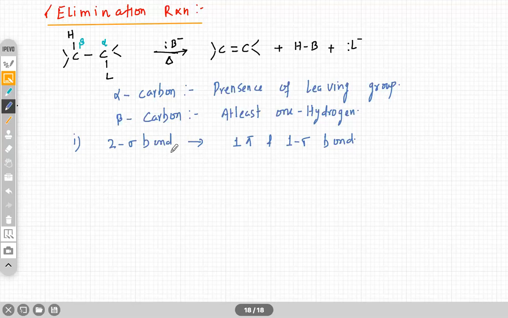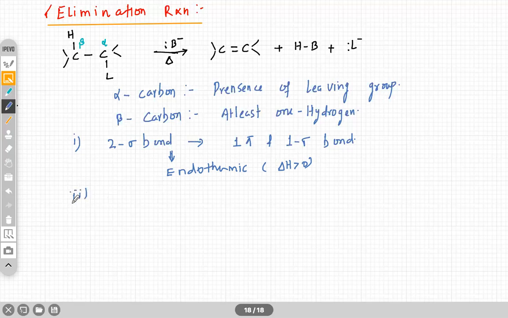Sigma bonds are the stronger bonds, and that is why the reaction is endothermic in nature. Endothermic means it receives heat. Delta H is greater than 0 for this reaction. This is the first property.